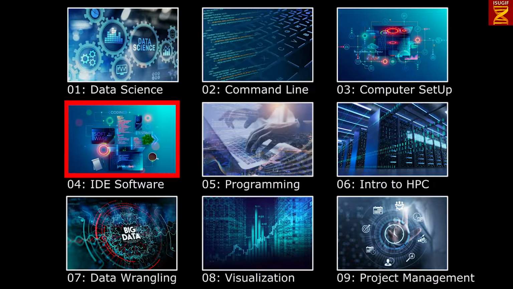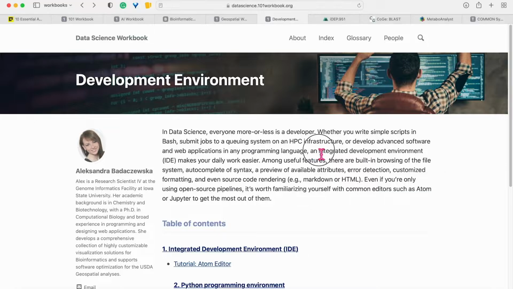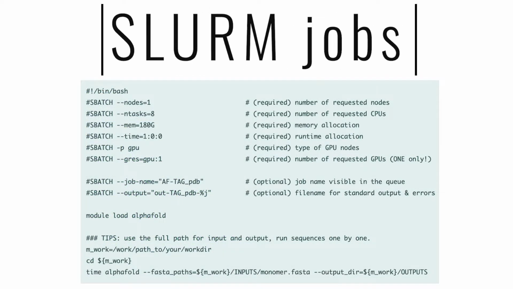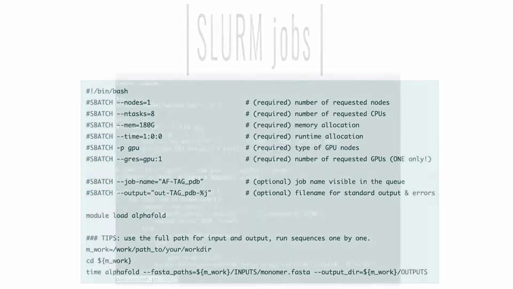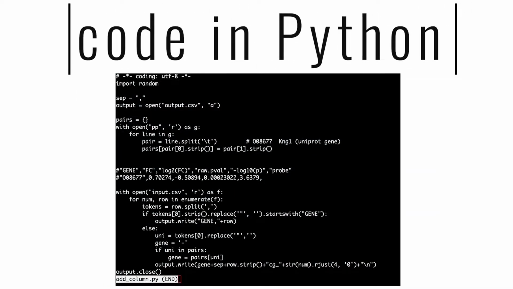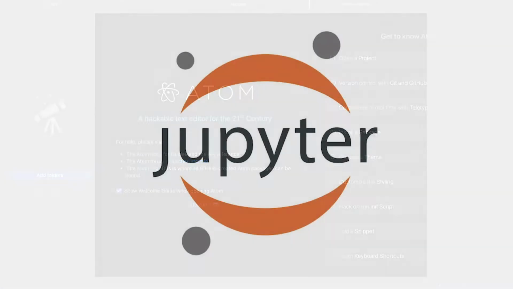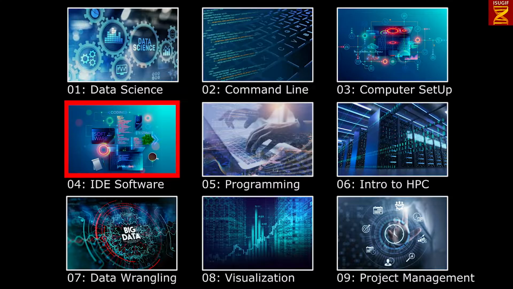Next is Section 4, IDE software. IDE stands for an Integrated Development Environment. That facilitates daily work for any developer, whether you write simple scripts in Bash, submit jobs to a queuing system on an HPC infrastructure, or develop advanced software in an object-oriented programming language. Even if you're only using open-source pipelines, it's worth familiarizing yourself with common editors such as Atom or Jupyter to get the most out of them.